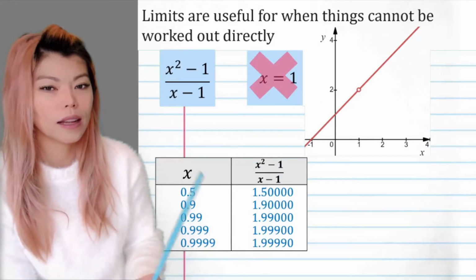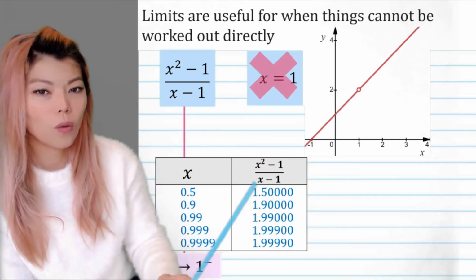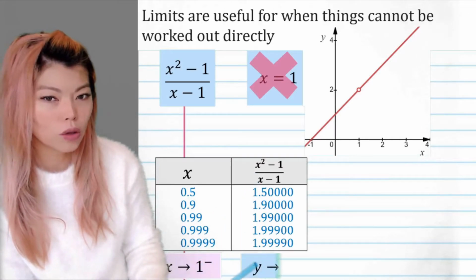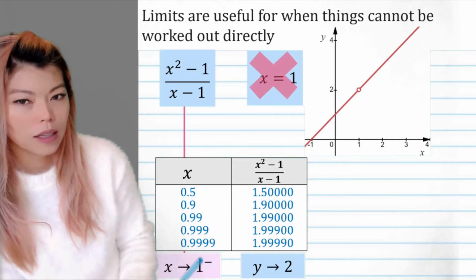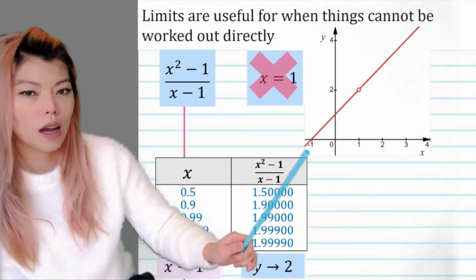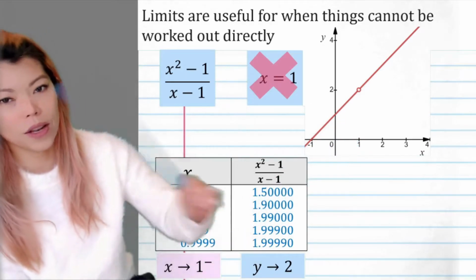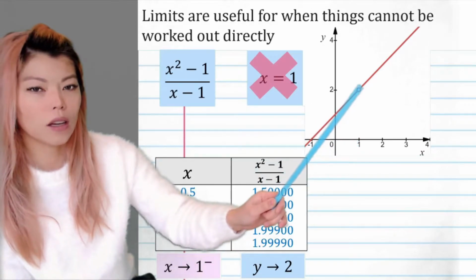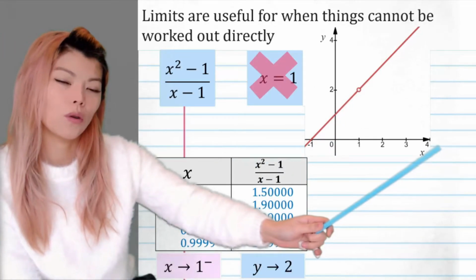So we can see that as x is getting closer to 1, that y value is getting closer to 2. Now, what is this little negative value here? This negative here means as x is approaching 1 from the left side, so from the negative side, then we're getting closer to 2.